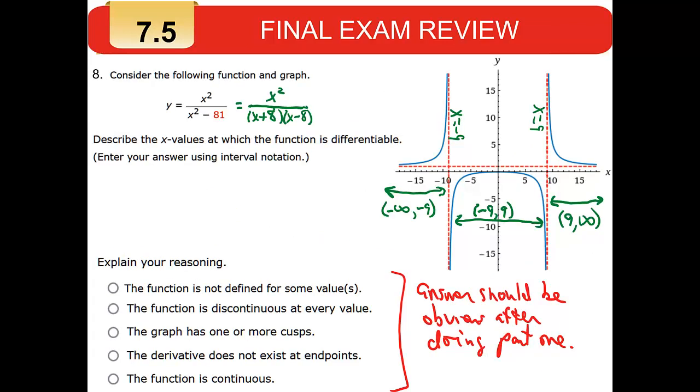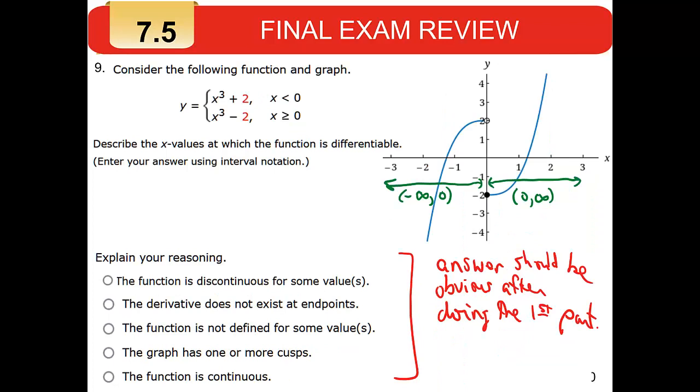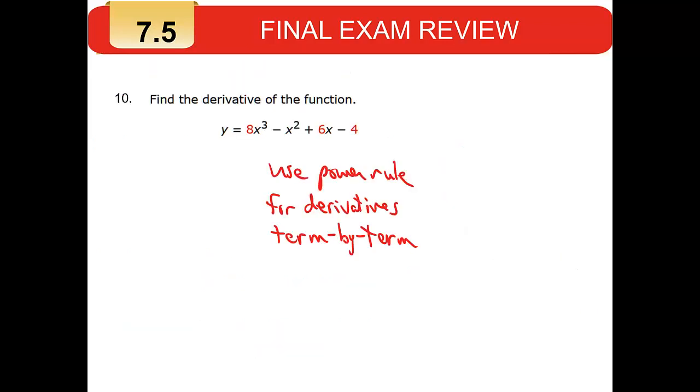Number 8 is a rational function. You're looking for differentiability again. You can see that those vertical asymptotes break the function into 3 pieces. And again, because you have the graph, if you understand what you're looking at, the answer should follow from that. Number 9, again, differentiability, and again, looking at where the function has a jump. The nice thing about these last few is that they've already drawn them for you, and if they do that, it makes the rest of the problem pretty easy.